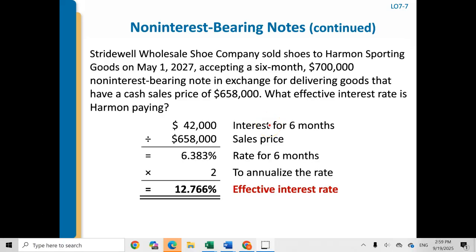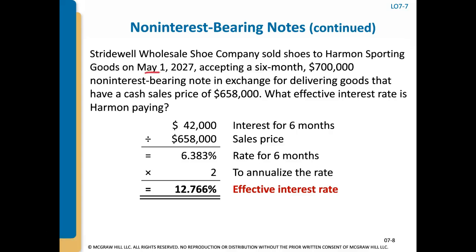Let's just say you got this problem, right? You sold shoes to the sporting goods store on May 1st, and you accepted a 6-month, $700,000 non-interest bearing note in exchange for delivering goods that have a cash sales price of $658,000. So all the same facts as before. But now you're supposed to calculate the effective interest rate. Well, the way we do that is we take the interest for the 6 months. We know the interest amount in the situation. We just don't know the interest rate.